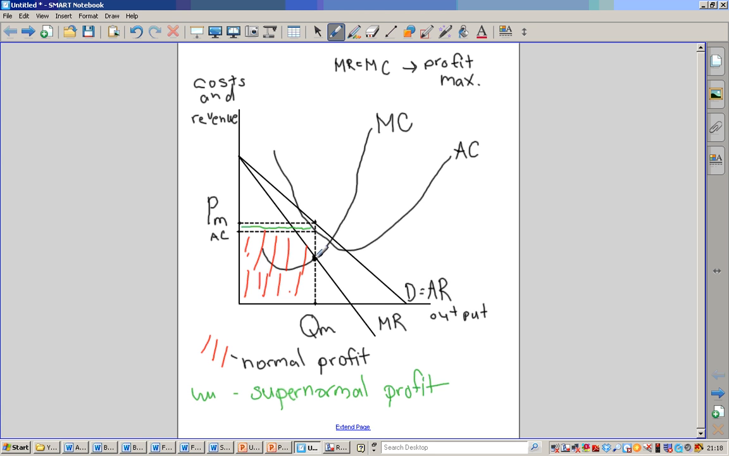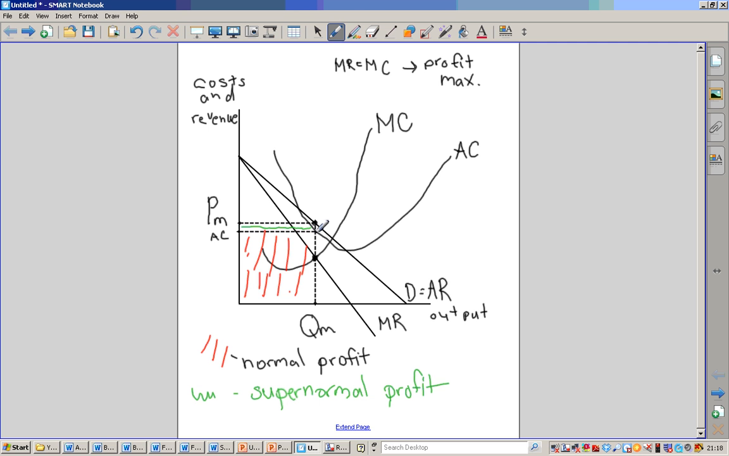We see where MR and MC intersect. We drop down to find quantity, then we go upwards to hit the demand curve to find out price, and we hop along left to get our price at this level of output. This is our profit maximizing level of output. So there's our price at that level, there's our quantity produced.